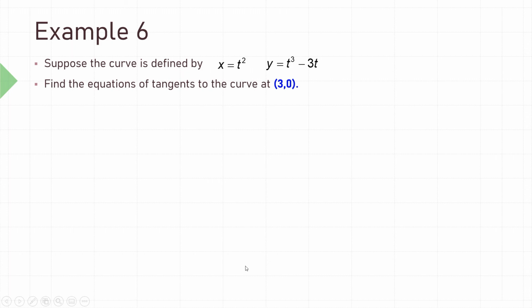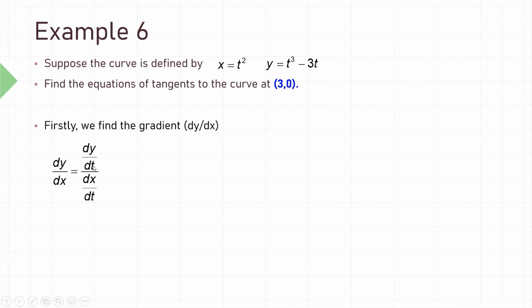Suppose we have example 6 here. We have the curve defined by the parametric equations x equals t squared and y equals t cubed minus 3t. We have to find the equation of the tangent to the curve at (3, 0). Firstly, we need to find the gradient of the tangent at that point, so we have to find dy over dx, which is given by this formula.